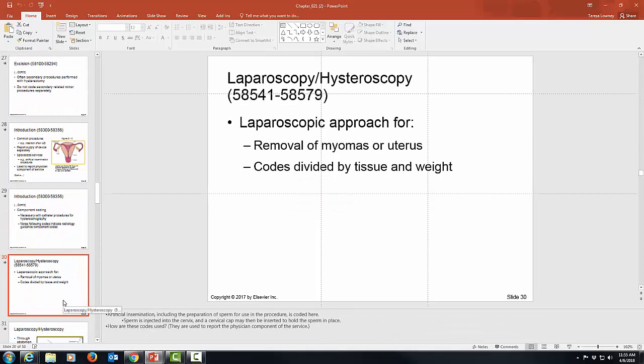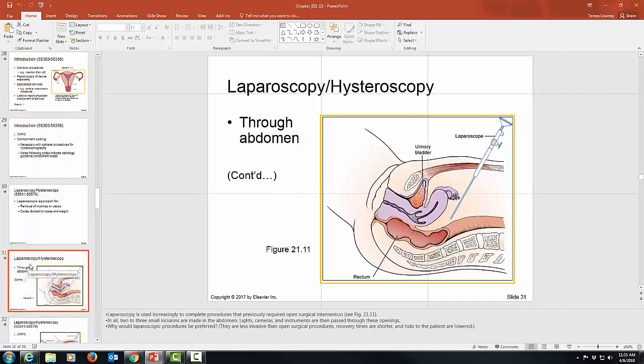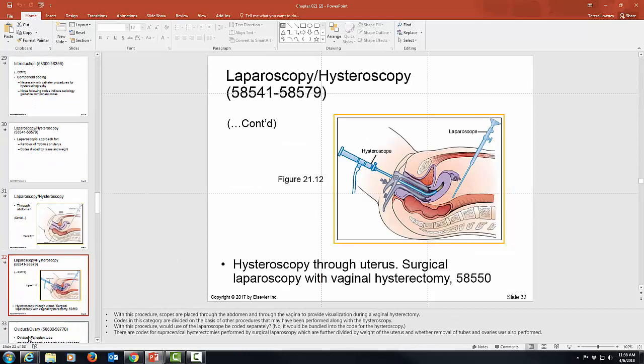Laparoscopy or hysteroscopy, laparoscopic approach for the removal of a uterus or a myoma, and the codes again are divided by tissue and weight. And then here is an example of the laparoscope being inserted through the abdomen on this one. And why would that be preferred? Of course, because it's less invasive than a surgical procedure. Recovery times are shorter, and the risk to the patient is less.